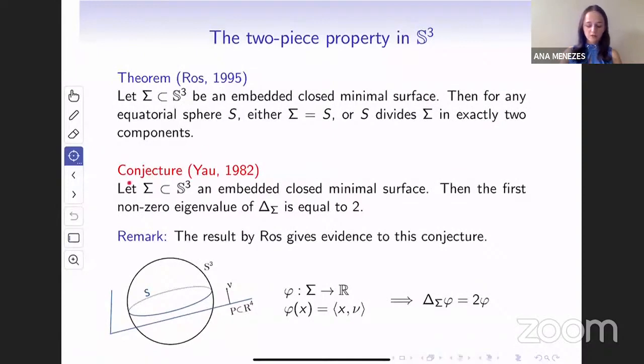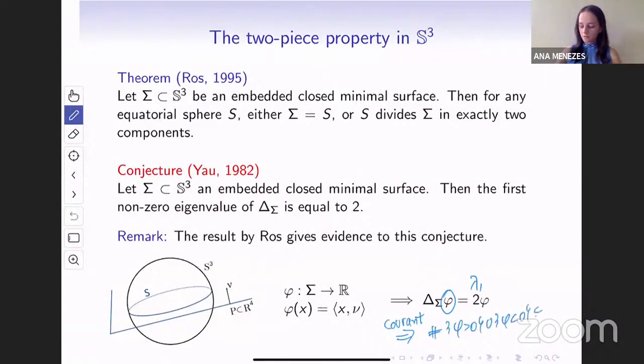So if Yau's conjecture is correct, this is exactly the first eigenvalue. So this means that phi here is an eigenfunction for the first eigenvalue. So this means that we can apply Courant. And then we have that phi has at most 2 nodal domains. So the number of connected components where phi is positive or negative is at most 2. So from that, you get the two-piece.